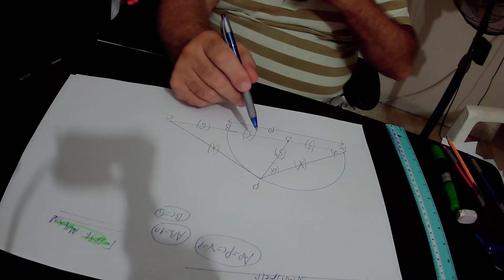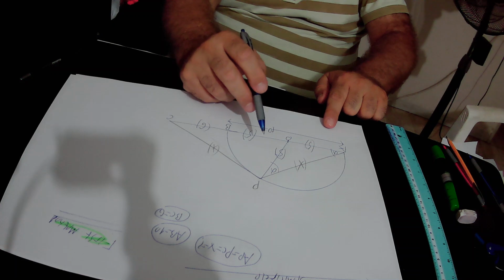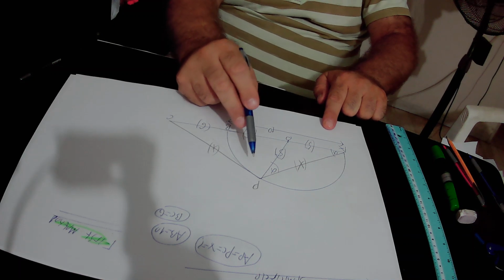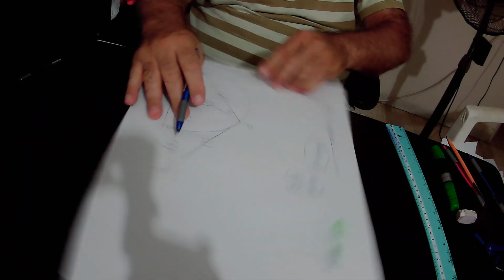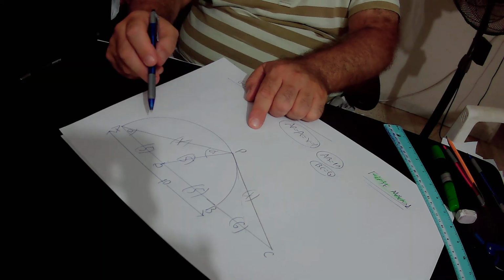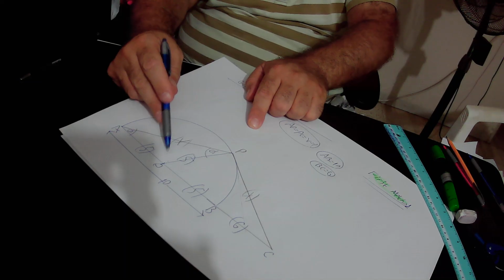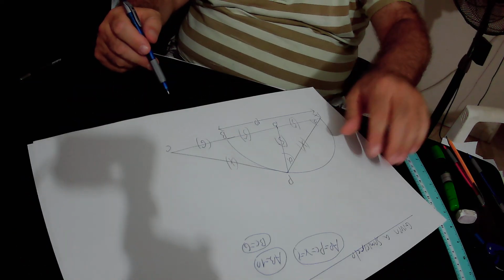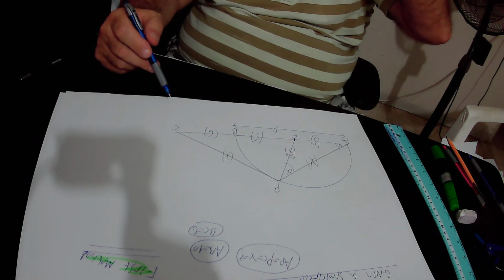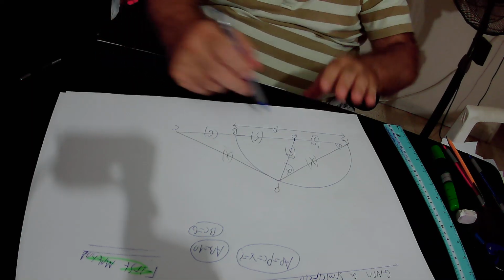Okay, so in the isosceles triangle PAB, this angle equals alpha, this angle also equals alpha. Therefore, this third missing angle must be equal to 180 degrees minus 2 alpha, according to the rule that the sum of the angles in any triangle is equal to 180 degrees.